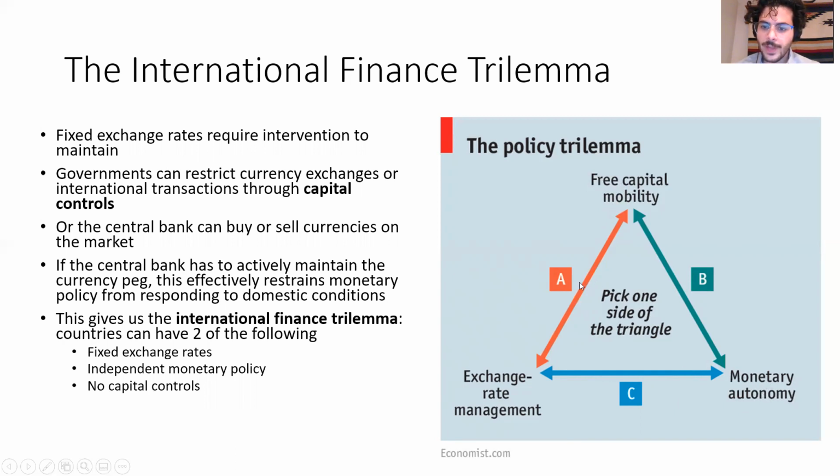So that would be over here on this side A. If you're in C, you can have a fixed exchange rate and monetary autonomy, or independent monetary policy, but the cost of that is you have to impose capital controls. So you can't have free capital mobility. Or if you're on this side of the triangle, you can have no capital controls and an independent monetary policy, but in that case, you can't maintain a fixed exchange rate. So you have to have a floating exchange rate. For countries that do wish to pursue a fixed exchange rate, they have to give up either free capital mobility or monetary autonomy, and there's really no way around that.